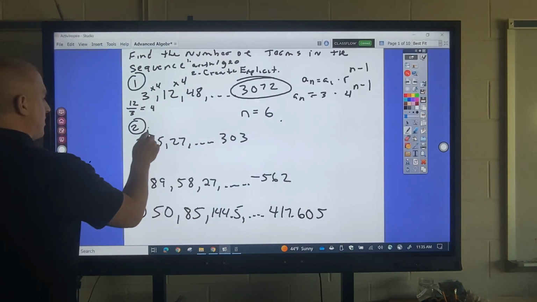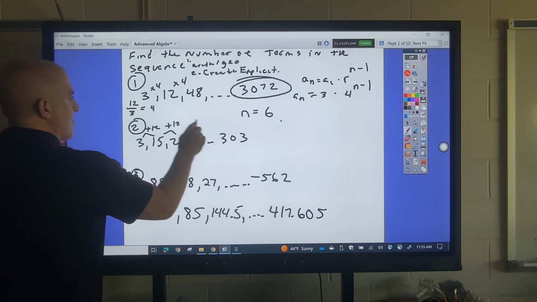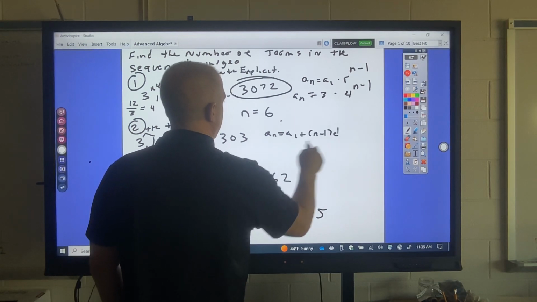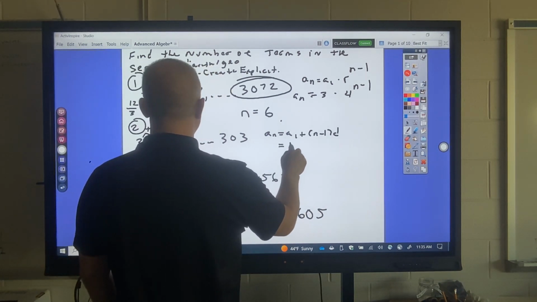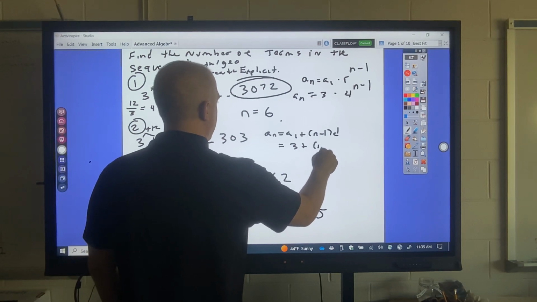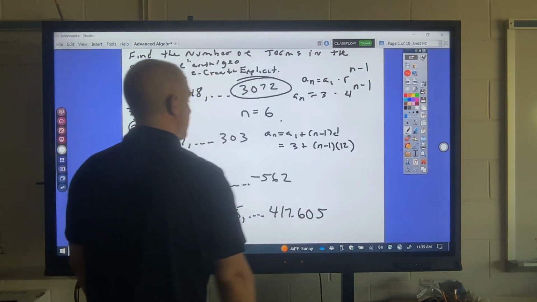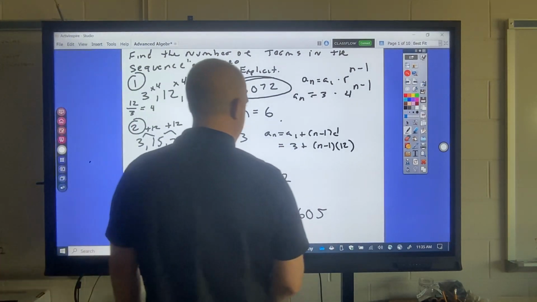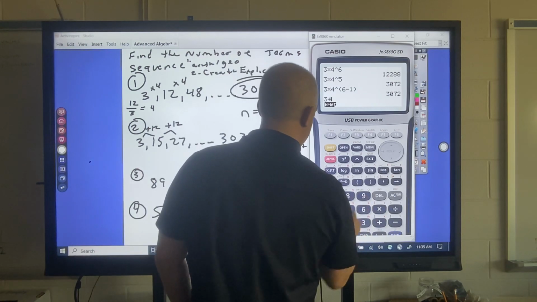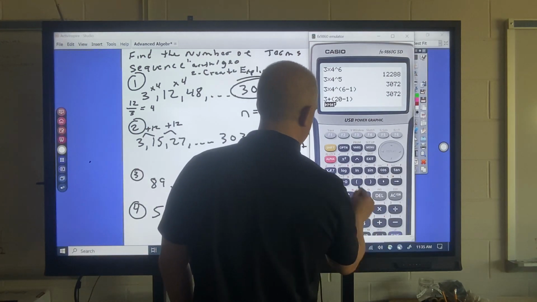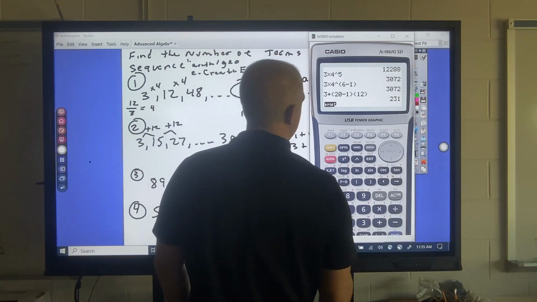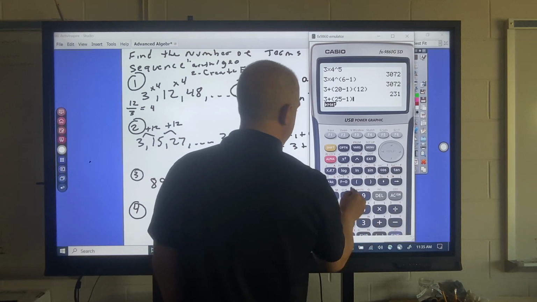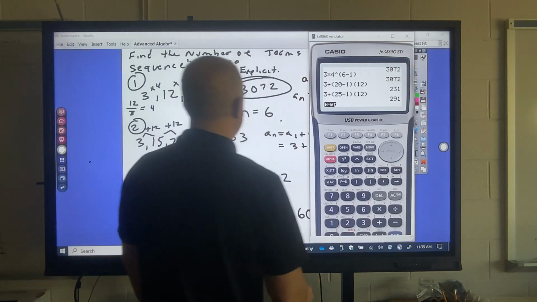The difference here is plus 12, the difference here is plus 12, so this is an arithmetic one. So I got 3 plus (n minus 1) times 12. So you want to play games and substitute into there and see what you can get. So let's say I do 20. That's not enough. Let's go 25. I like to work in increments of 5 because then it's sort of like, all right, still not there.